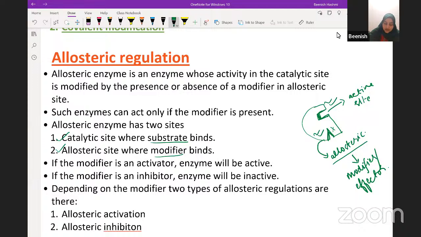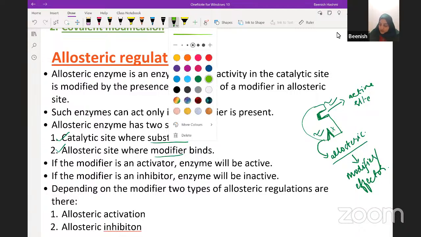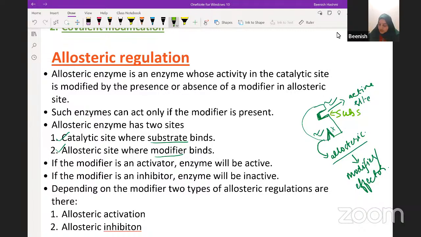So this is the active site, and in this active site, the substrate is going to bind, and in this allosteric site, your modifier or effector is going to bind. Now, this modifier can be either an activator or an inhibitor. So either the binding of this modifier in the allosteric site is going to enhance the activity of the enzyme, that is, enhance the binding of the substrate to the enzyme, or the modifier can be such that it is going to inhibit the enzyme or inhibit the binding of the substrate to the active site.